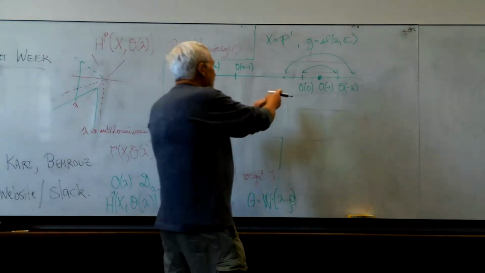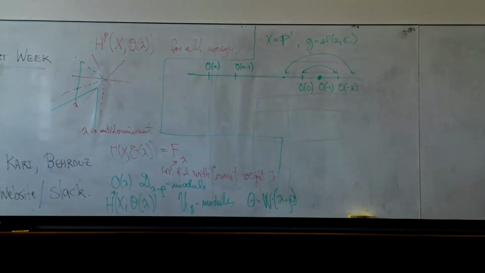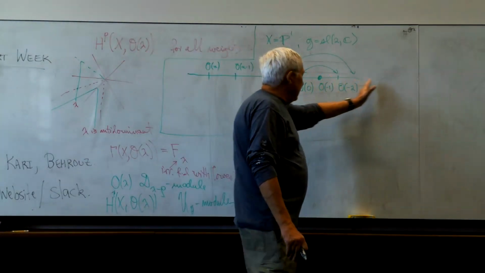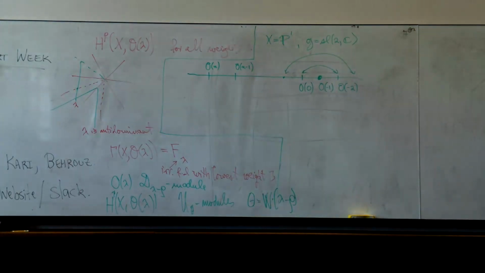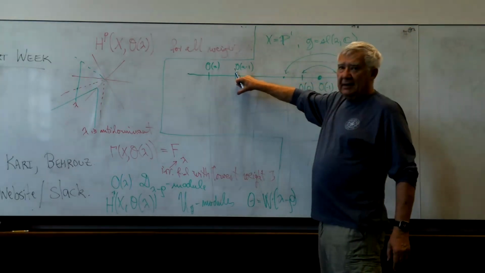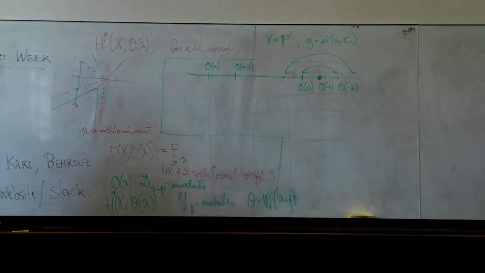So, we know by Borel-Weil that here we have finite dimensional representations, and here we have no cohomology at all. Here the global sections vanish, and the first cohomology has the same dimension as the corresponding point here. Looking at the global sections, the infinitesimal character of those representations is the same.